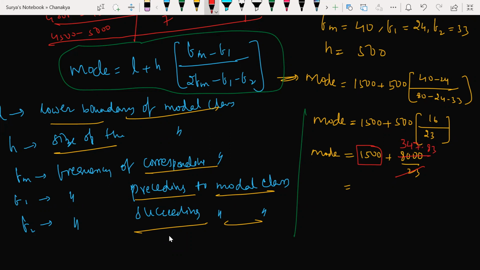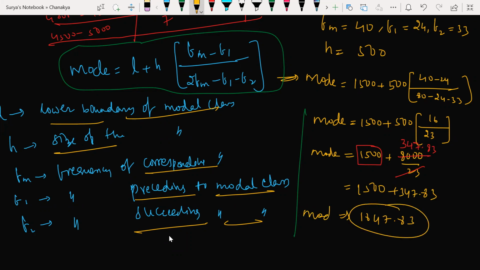83. Guys, look at this here. 23 exactly 23.347.8, ऐसा कुछ करके आएगा देखो. 1500 plus 347.8, तो मुझे कितना मिलेगा? 1847.8 something 83. ठीक है, this is my mode. All right, people, yes.